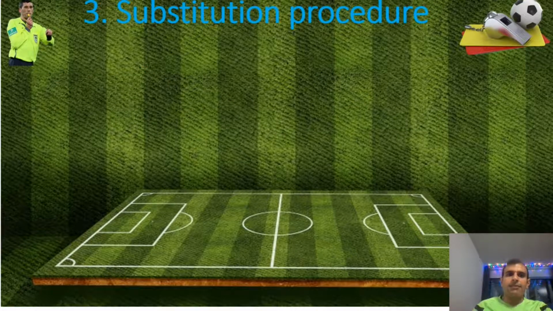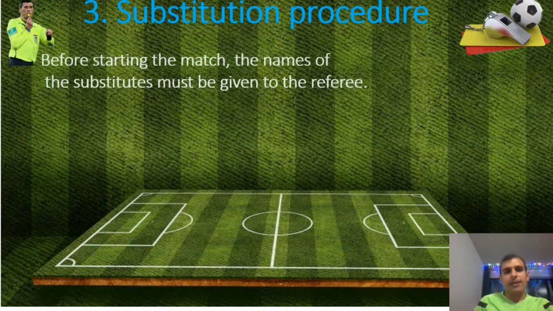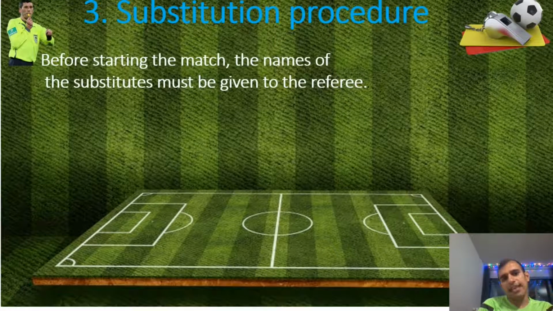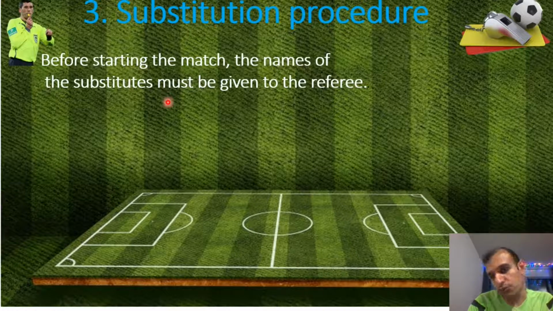substitutions. Now, the substitution procedure. Before starting the match, the names of the substitutes must be given to the referee. Before the match and before kickoff, all of the players and also all of the substitutes are named, and we have a list of players. And the referee should get the list of players for both teams. If the name of a player is not on this list, definitely he or she is not allowed to play. And the referee needs to check it. It's a job for the referee.